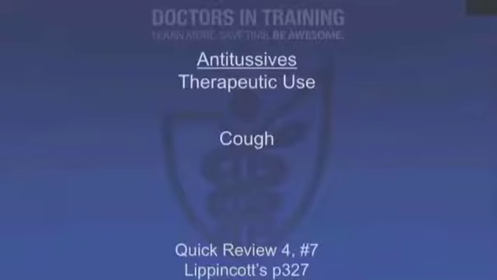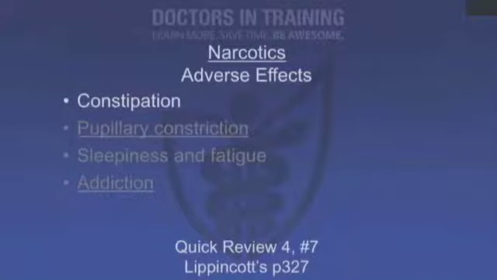So therapeutic use, antitussives are used for cough. Adverse effects, these are your non-narcotics really don't have a lot of adverse effects, but your narcotics do. Of course, narcotics can cause constipation. Narcotics can cause pupillary constriction, which is miosis. Narcotics can cause sleepiness and fatigue.